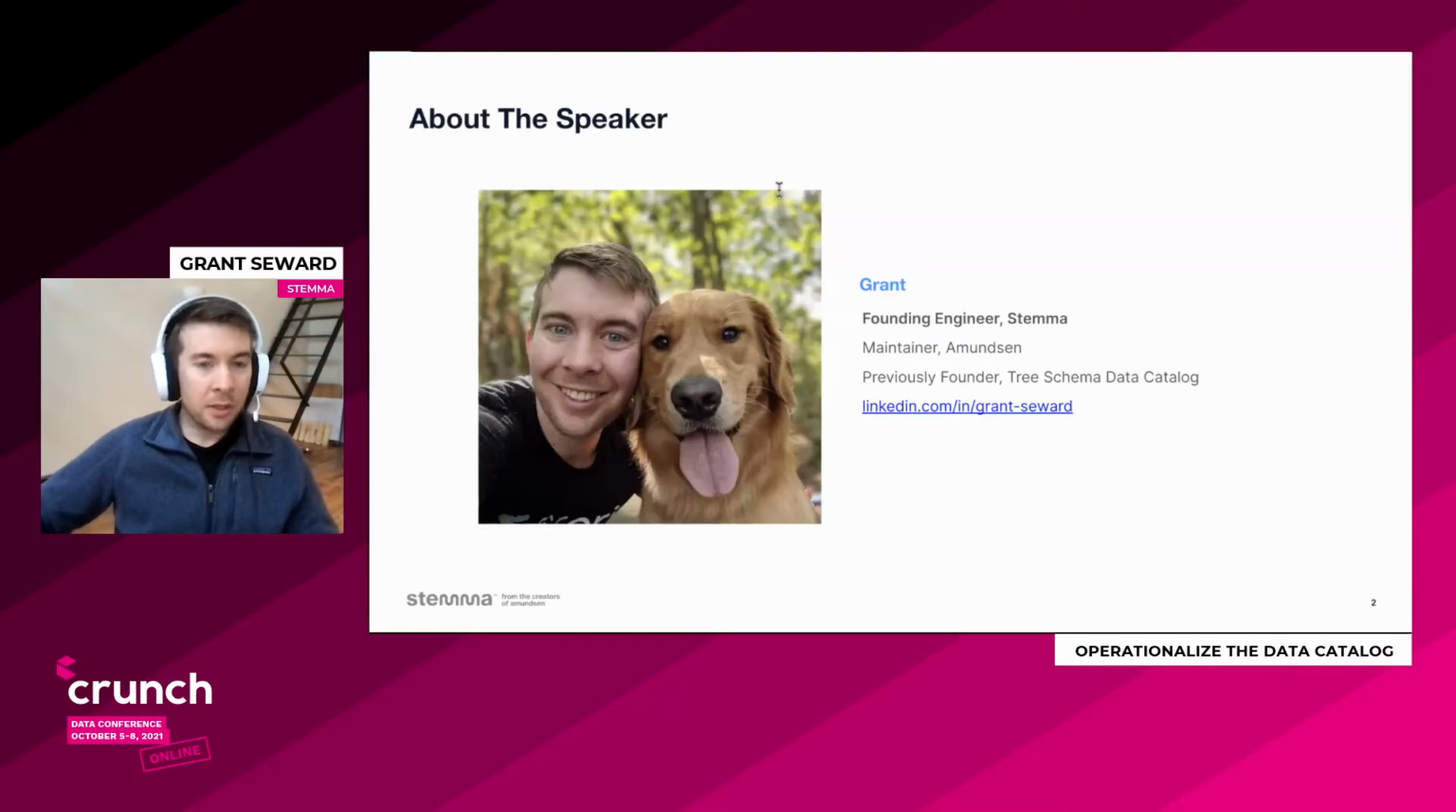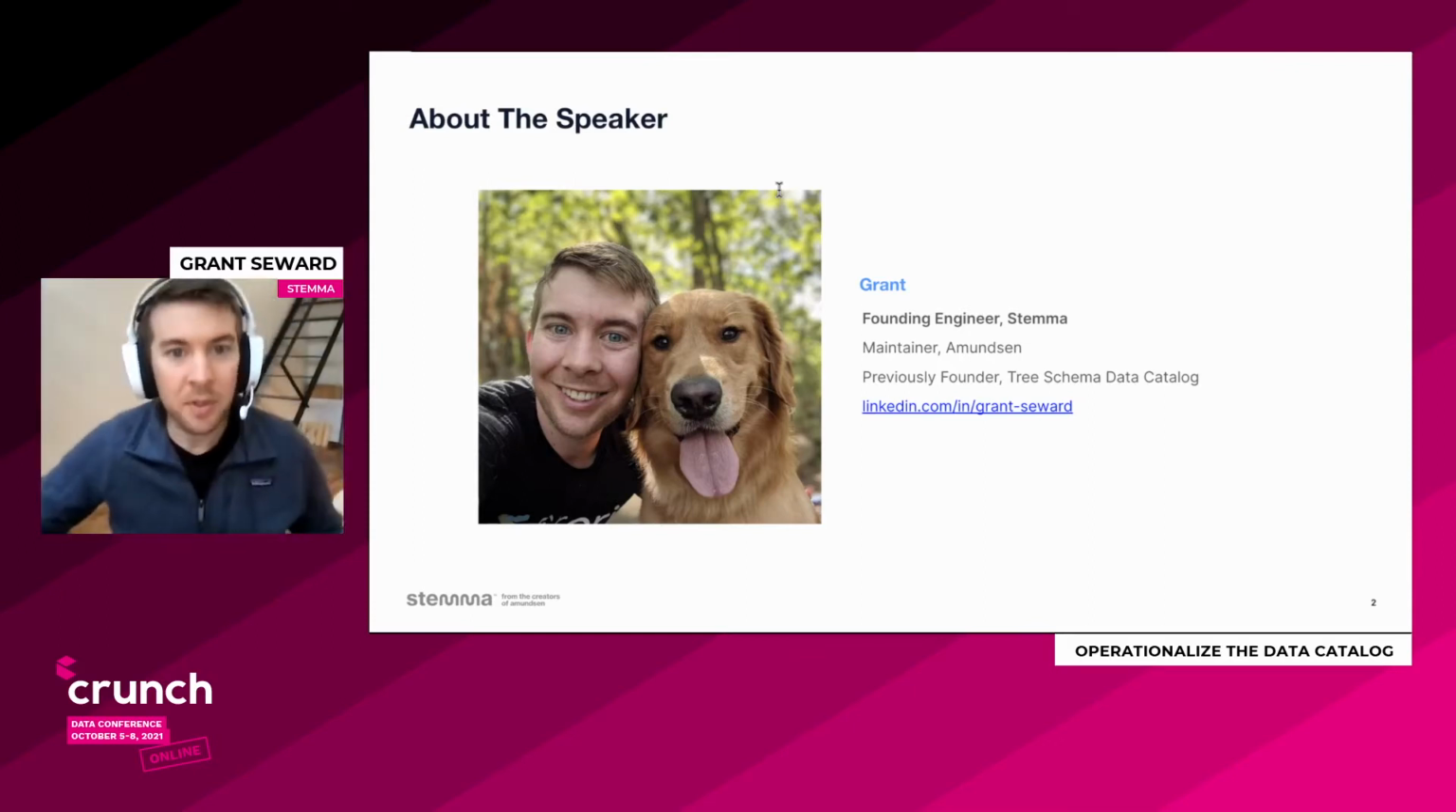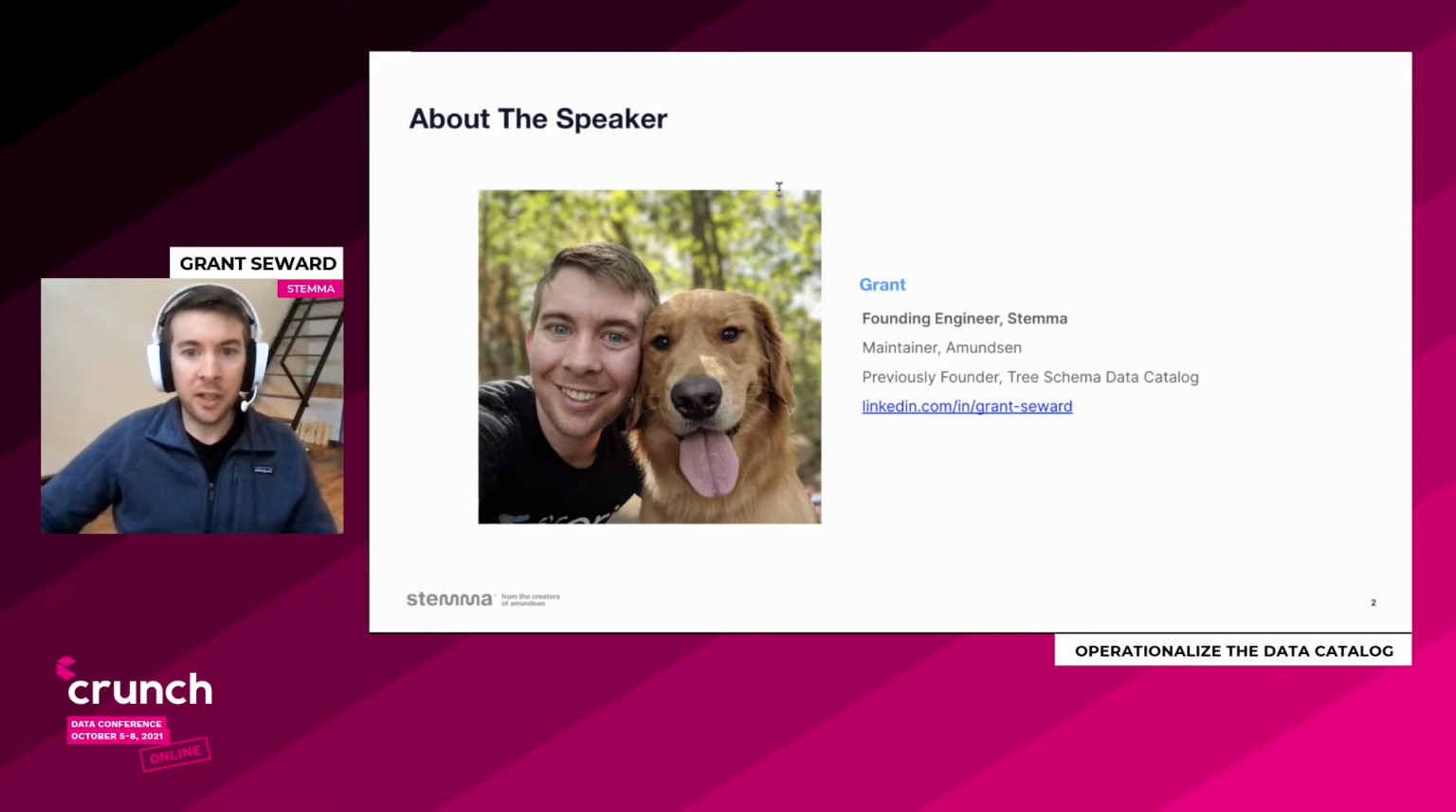My name is Grant. I am currently a founding engineer with Stemma. I'm also a maintainer of Amundsen, the leading open source data catalog, and I previously founded Tree Schema, the first fully product-led data catalog. I've been building data products for a little bit over a decade now, and I really enjoy helping others get the most value out of their data.